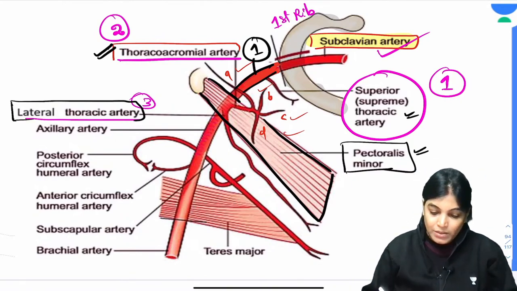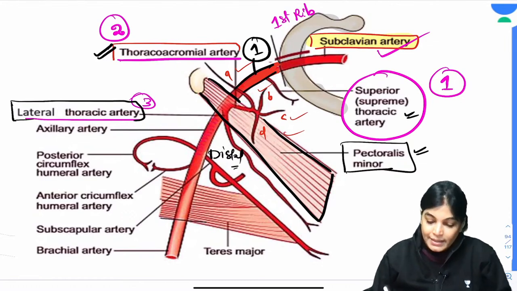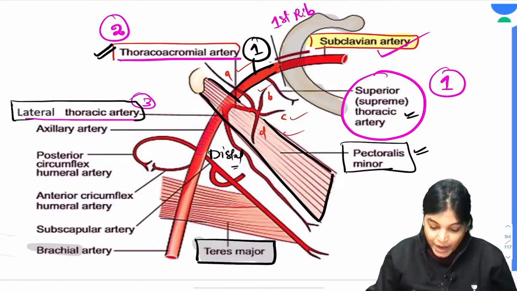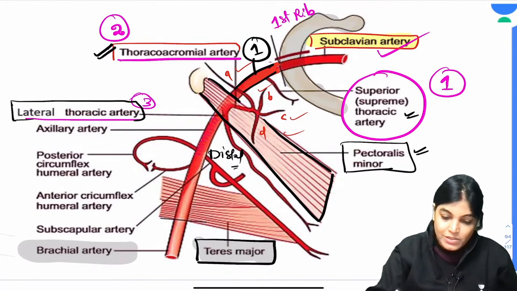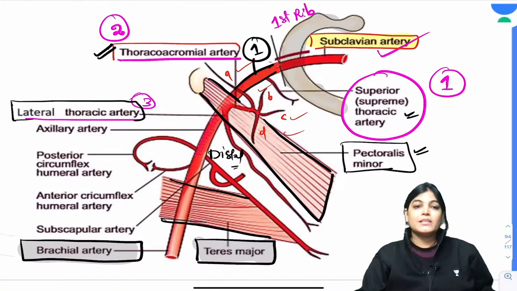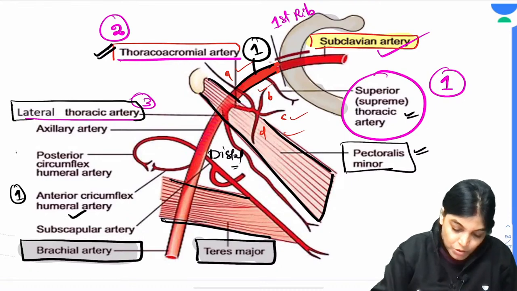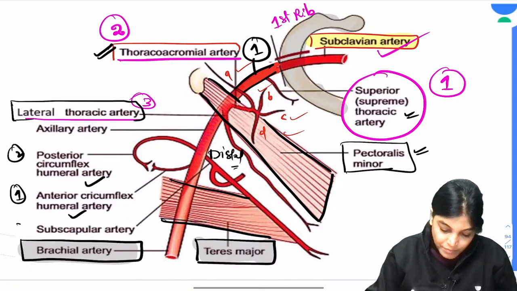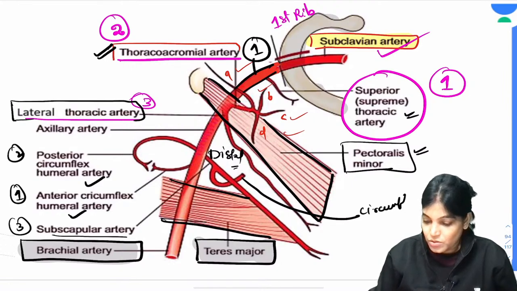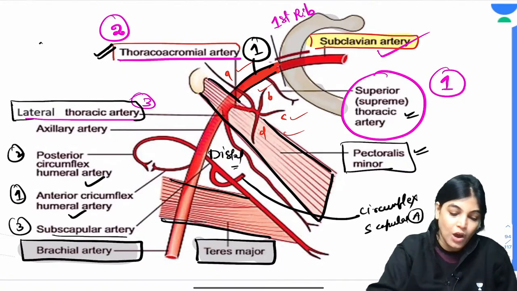Now coming to the third part. The third part is lying lower or distal to the pectoralis minor muscle, and it ends at the level of the lower border of teres major muscle. At this level it changes its name to brachial artery. Three branches come from the third part: anterior circumflex humeral, posterior circumflex humeral, and the subscapular artery. One important branch of the subscapular artery is the circumflex scapular artery. So how many branches? 1, 2, and 3. Total how many branches? 6.